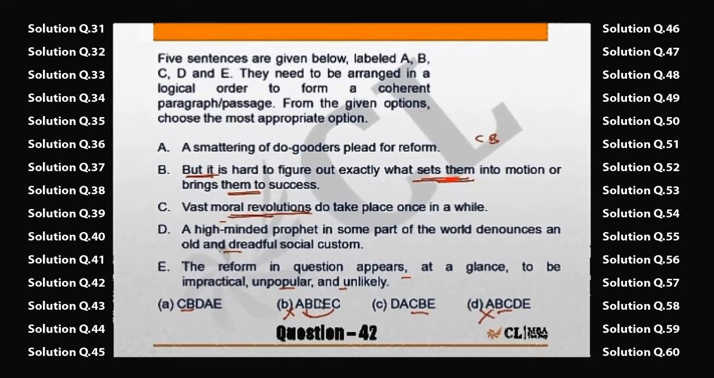So now again, is it CBD or CBE? Okay, CB. Vast moral revolution. A high-minded prophet in some part of the world denounces an old and dreadful custom. Okay, E: the reform in question. E cannot come before D, because a high-minded prophet denounces the old and dreadful social custom. A smattering of do-gooders plead for reform. The reform in question. So AE has to be together. Okay, so CBD is the right option. CBDAE. Correct choice, Choice A.